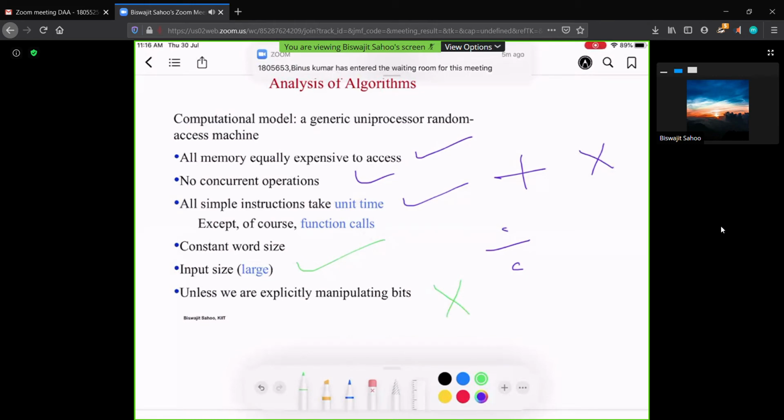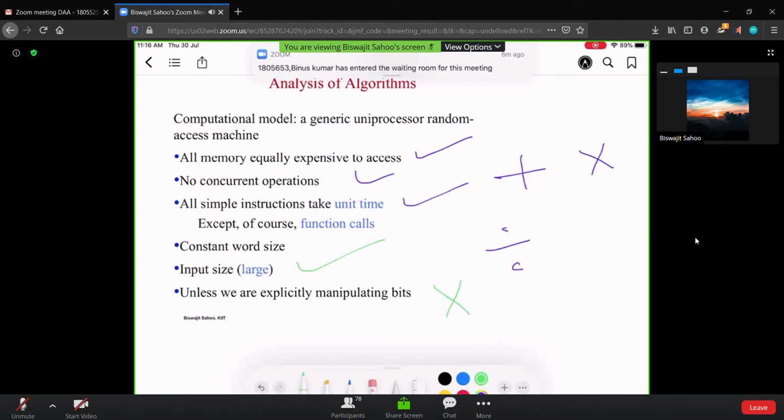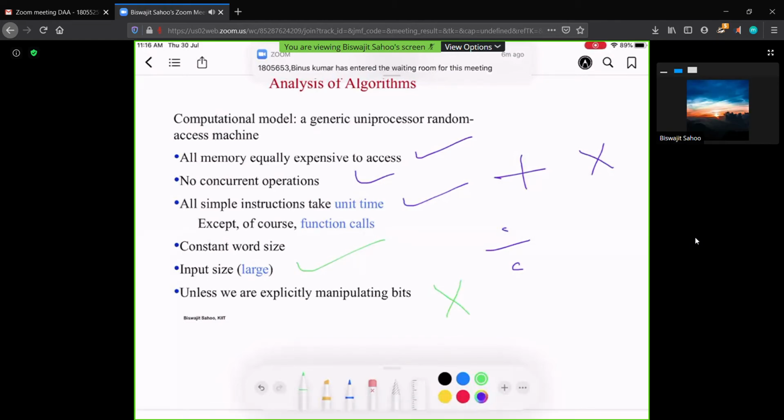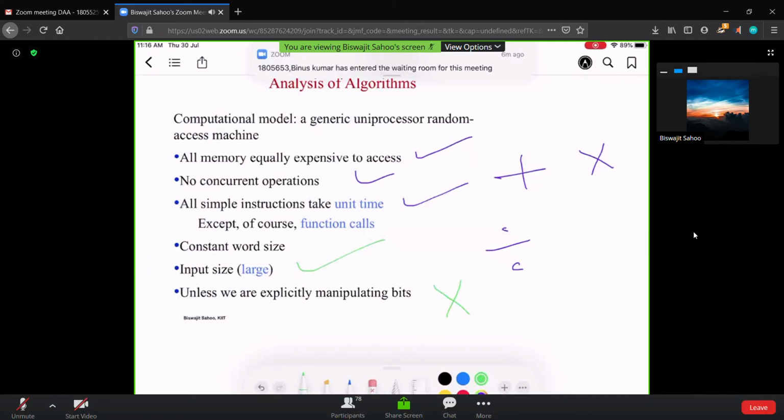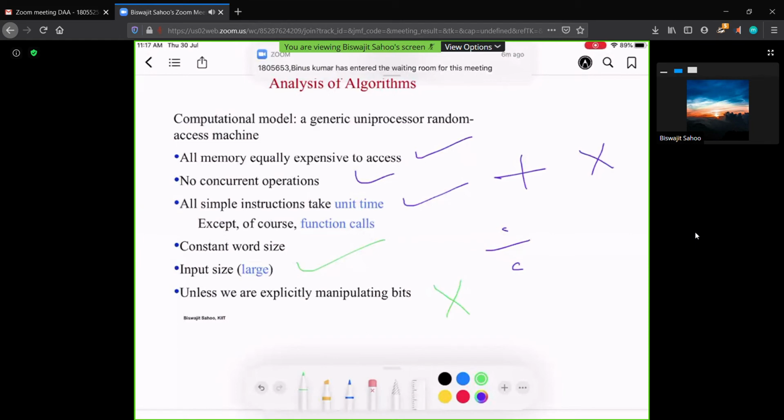Is this page understood a little bit? Did you understand or not? Remember one or two things. Every instruction we will consider as unit time execution, those which are simple: addition, subtraction, multiplication, division, like this. But if it is a function call, we will treat it separately. And input must be large. Okay, with this, we'll proceed.